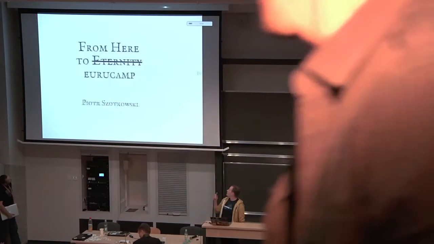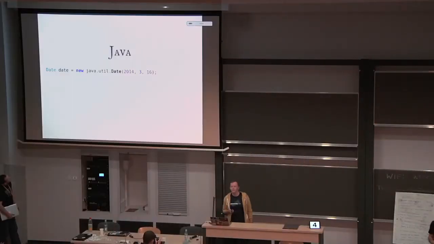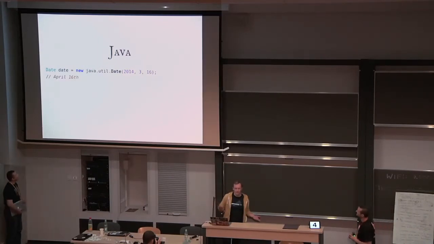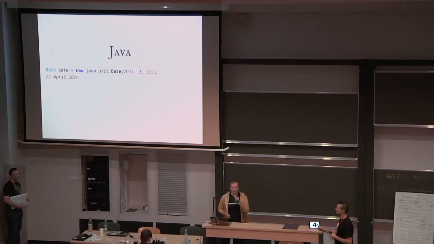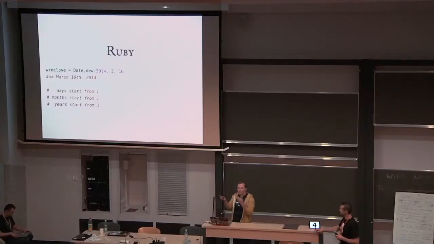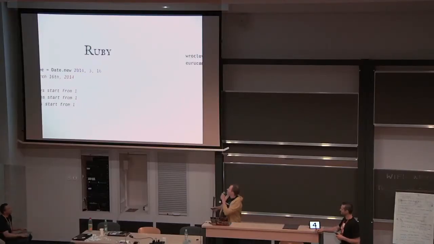Okay, let's get it out of the way. What date is it? Java. Java, very good. Well, obviously it's April 16th. But it's also the year 3914, because in Java, day starts from 1, month starts from 0, and year starts from 1900. So that's why we use Ruby here, sorry. We're basically too simple to comprehend whatever that was that Java did.